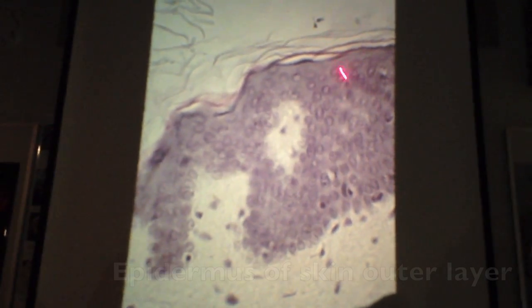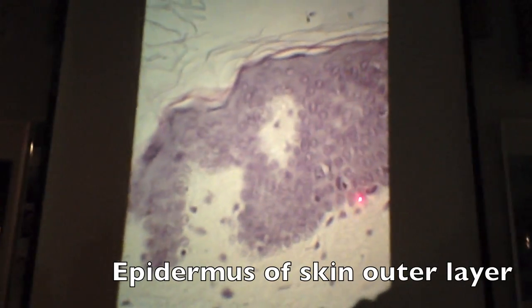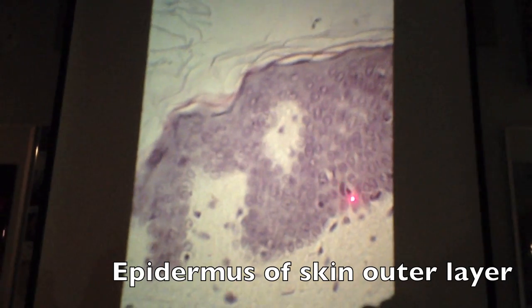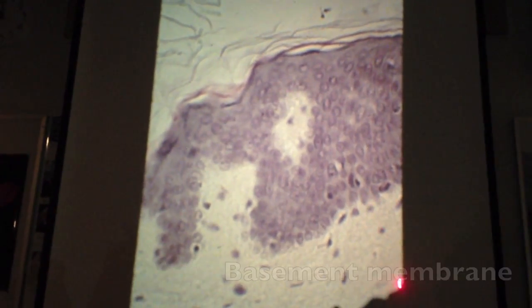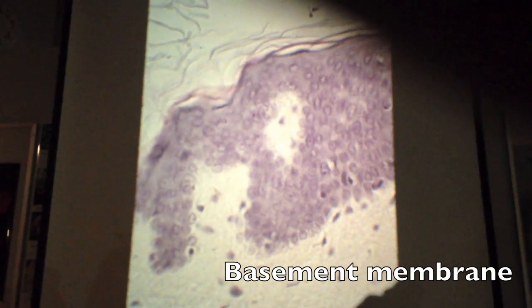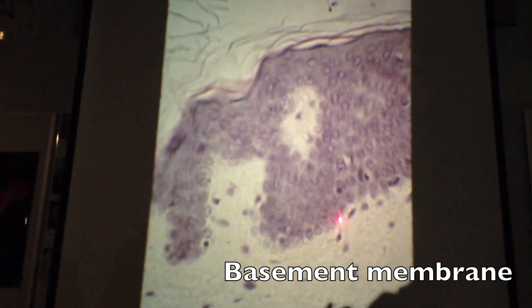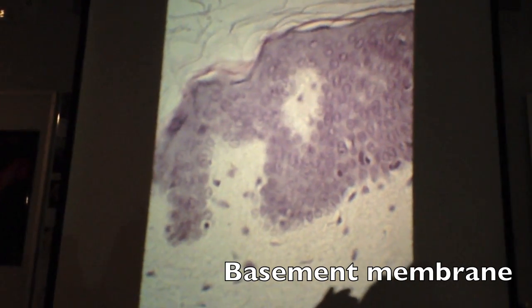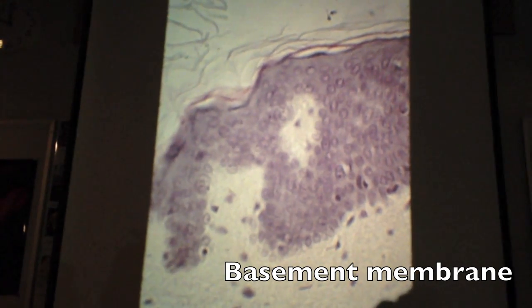So it's stratified squamous epithelium. But this is the epidermis of the skin, outer layer of the skin. This is the dermis underneath it. So the base of the membrane would be right along here. So stratified squamous epithelium.